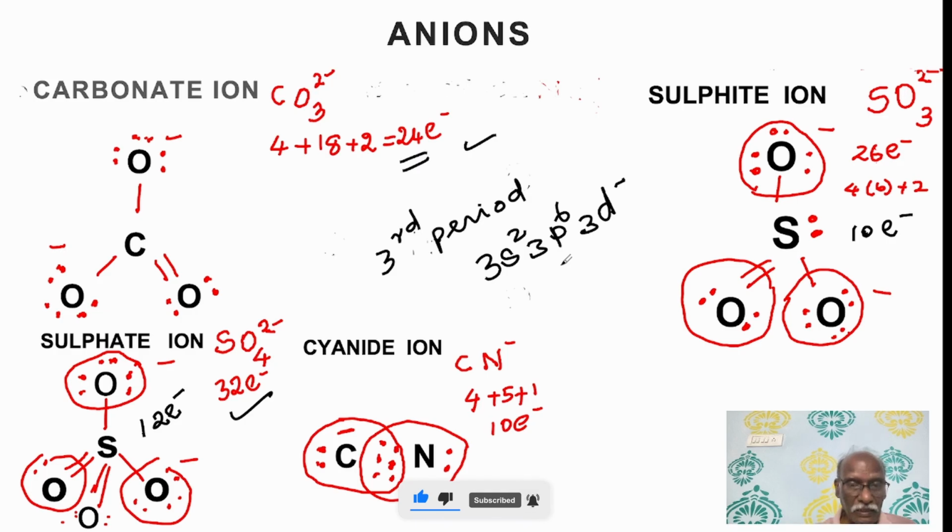Okay. Next, we have one more example, cyanide, CN minus. How many valence electrons are there? Carbon 4 electrons, nitrogen 5 electrons, 1 minus charge. Altogether, there are 10 electrons. We have already come across a molecule with 10 electrons in the valence shell. What do they do there?